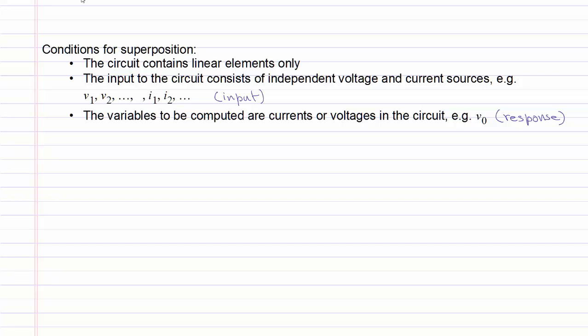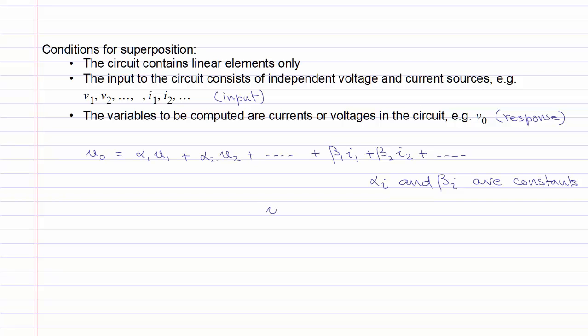If a circuit meets all of these conditions, then superposition states that the response V0 will be a linear combination of the inputs, such that it will be equal to alpha 1 V1 plus alpha 2 V2 and so on for all the voltage sources, plus beta 1 I1 plus beta 2 I2 and so on for all the current sources, where alpha i and beta i are constants. We will interpret this result in detail.